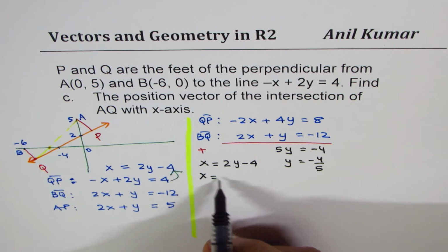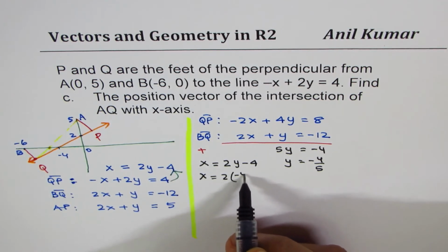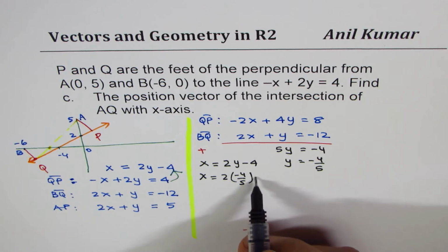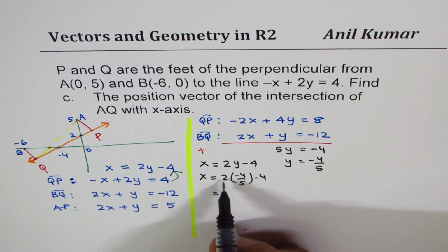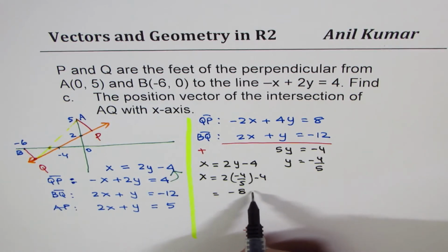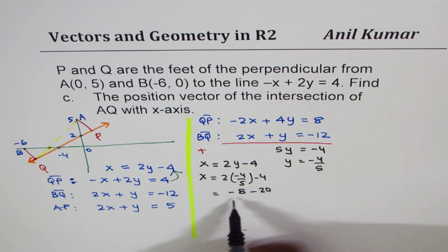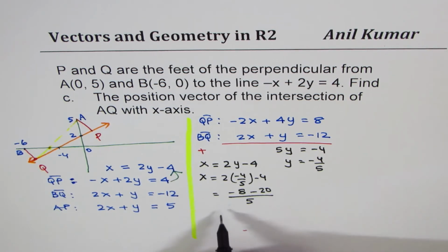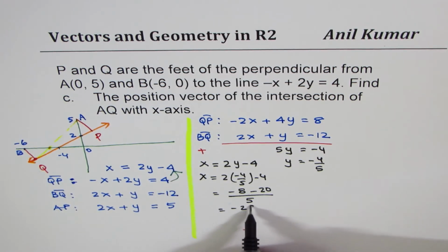And so x is equal to 2 times minus 4 over 5 minus 4. And that gives you 2 times minus 4 is minus 8, and 5 times 4 is minus 20. We have taken 5 as a common factor in the denominator. So that gives you minus 28 over 5, correct?